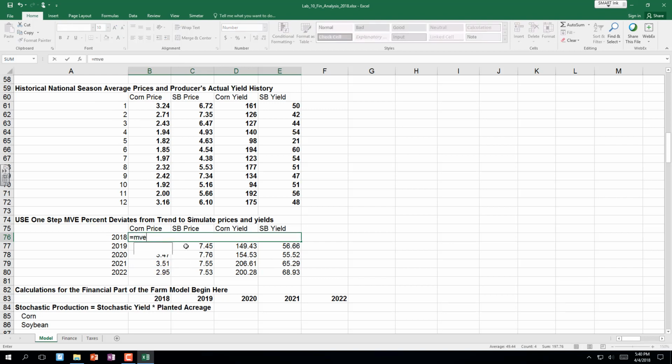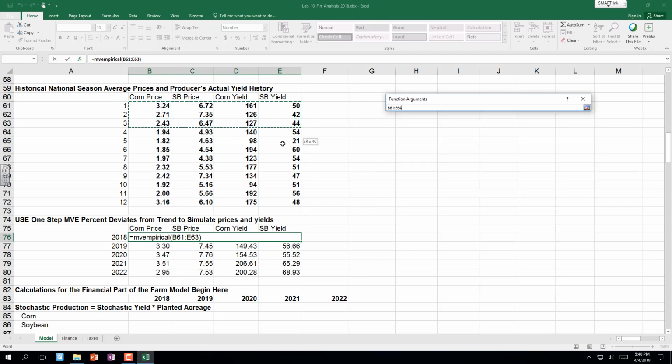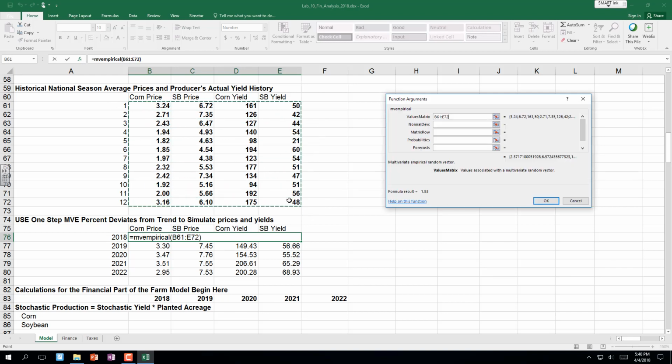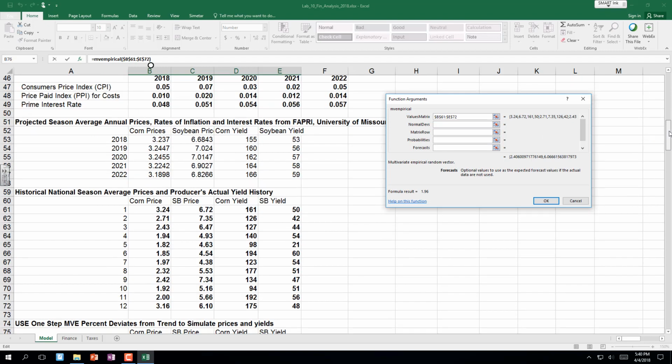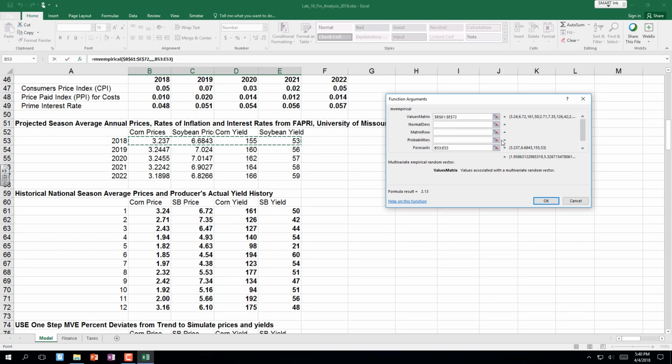Equal MD, EMPIRICAL, left parenthesis, F of X. Okay. Did you highlight all of the values just like that? And press F4. And then the forecast values are up here, right? Got that? And then we come down here to calculation type, and put in a 2, and then Control Shift Enter.